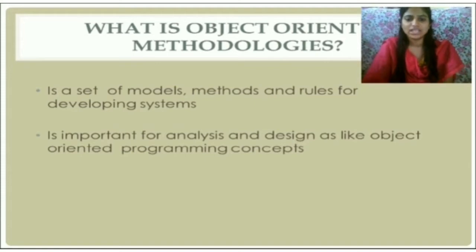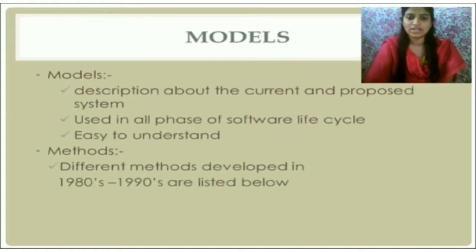As we have seen, it deals with the models and methods as well as the rules for developing the system. So we'll understand the concepts of models and methods. Basically, modeling and design play an important role in good software development. A model acts as a blueprint for the entire software development lifecycle. If the model or graphical representation of a particular system is correct and appropriate, then only the ultimate product is correct and good in quality. So a model describes the current and proposed system.